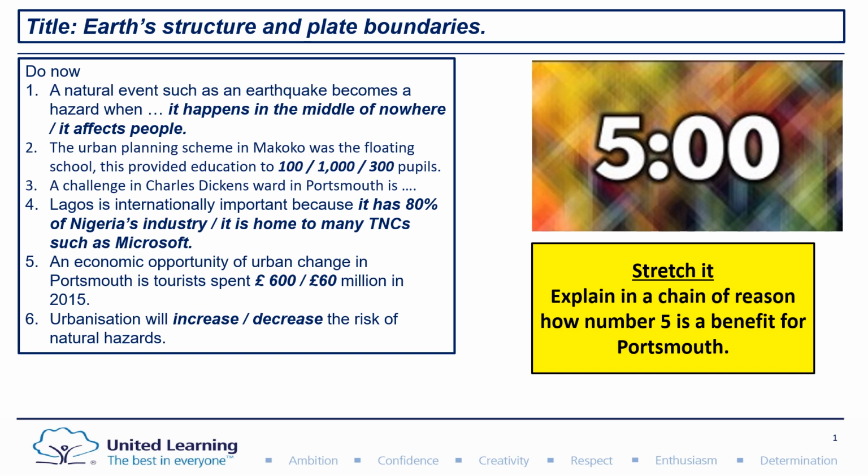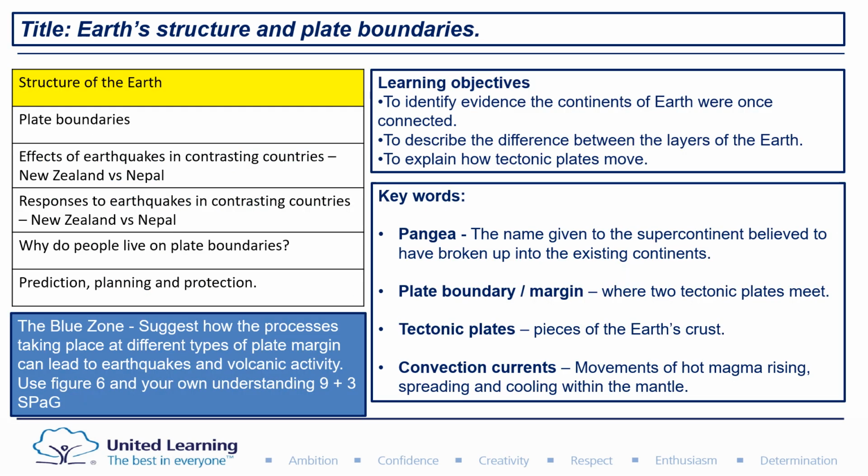So let's crack on with what we're doing today. We've got some keywords today. We've got Pangaea, which is the name of a supercontinent believed to have broken up into the existing continents we have today. Plate boundary or margin, that is an interchangeable term, and it's just where two tectonic plates meet. The term tectonic plates, this is pieces of the Earth's crust, and convection currents, movements of hot magma rising, spreading and cooling within the mantle.